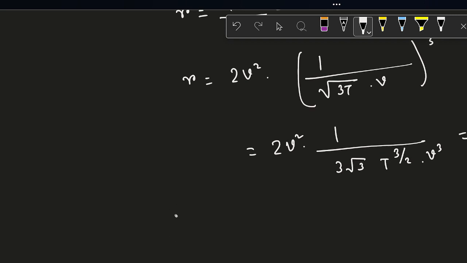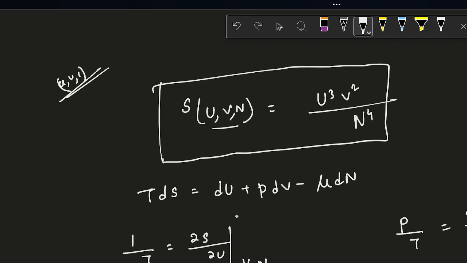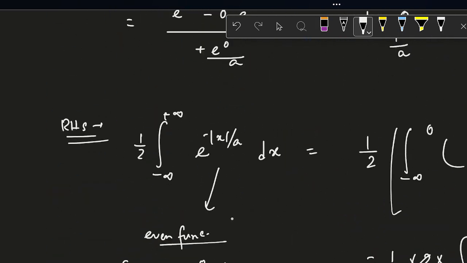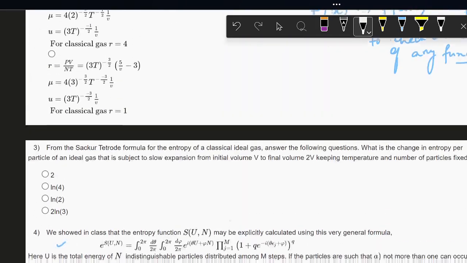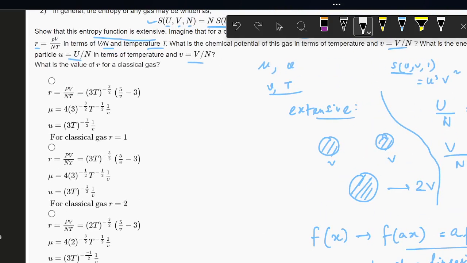Okay, so what is our final expression is that r equals 2 by... let us check what were the options so that we can simplify our final answer in terms of that option that is already given in the choices. So let's see.